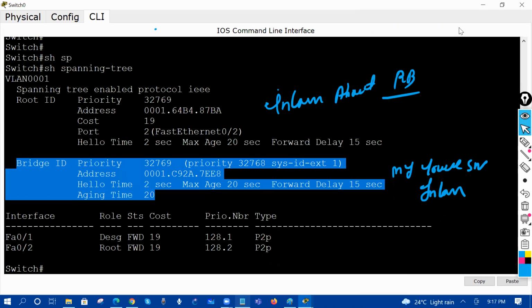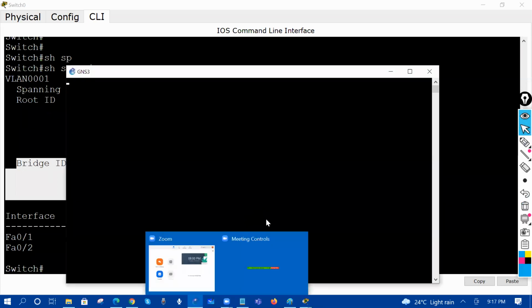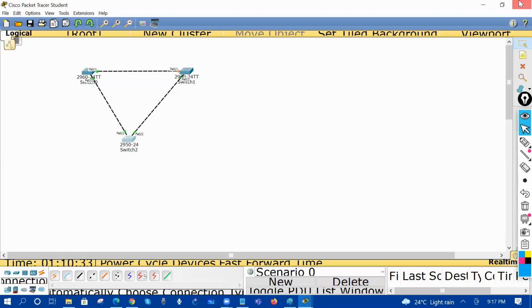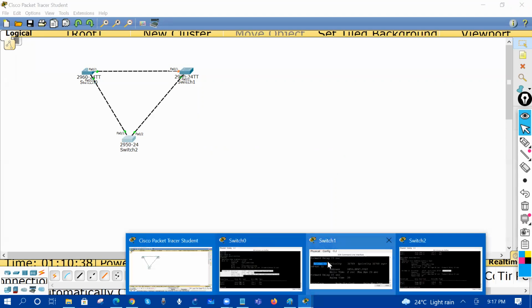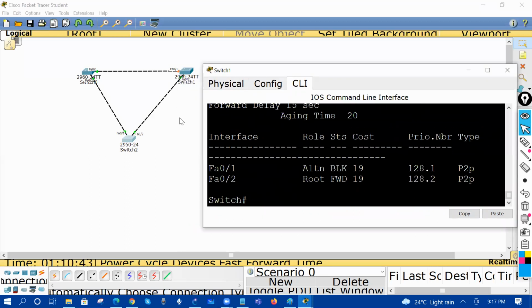For a few milliseconds, your interface will move into the blocking state, and after that it will go to listening, then learning, and then forwarding. I'll show you this part in the lab as well. So this is a blocking state. I'll show you the states. You can see on our switch one, if you see this interface, 0/1 is in the blocking state.